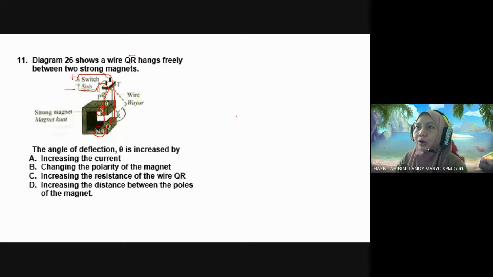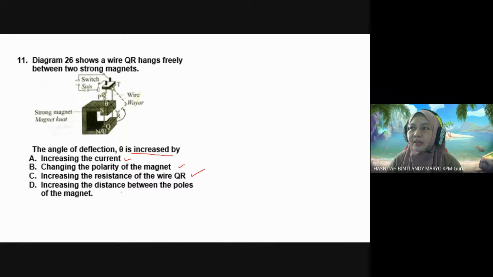Okay, the angle of deflection increased by, student. This is another factor to determine the angle of deflection. So how to increase the angle of deflection, student? Is it by increasing the current, changing the polarity, increasing the resistance, or increasing the distance?